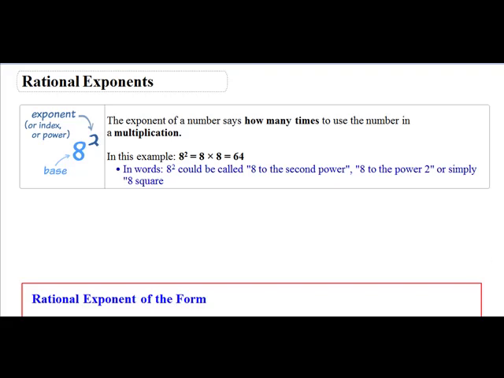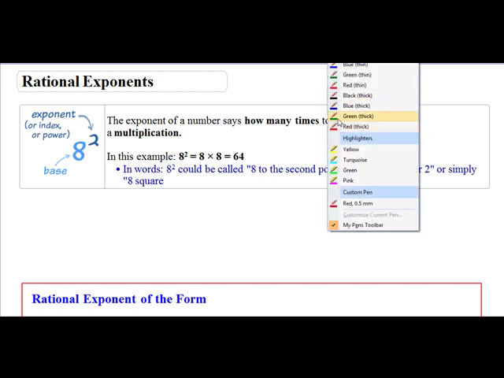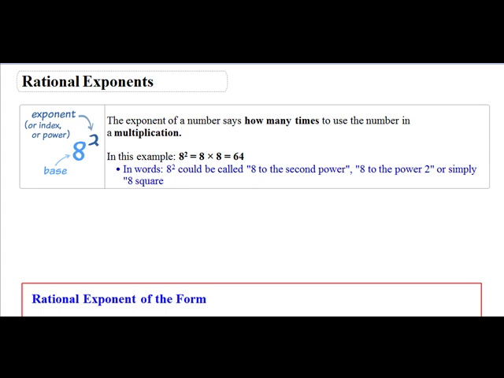In this video, we're going to study rational exponents. Before we start talking about rational exponents, let's review what an exponent is. So we have 8 squared.